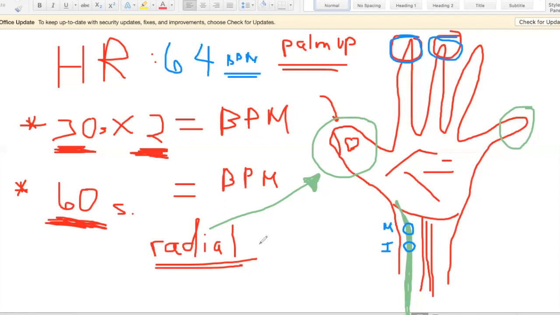Now, if you go to the lab section and take a look at the labs and the heart rate information, this is how it will tell you to collect your heart rate data. That's pretty much as easy as I can get.